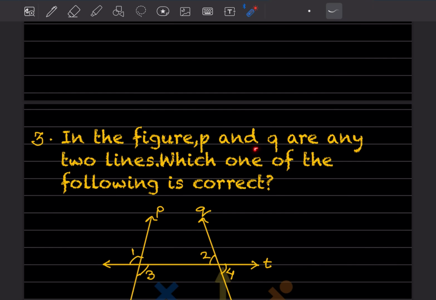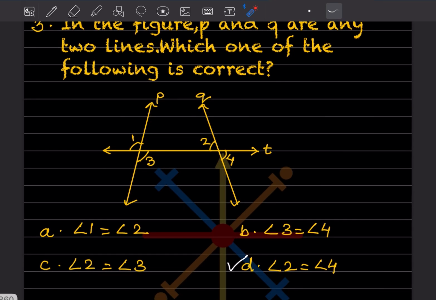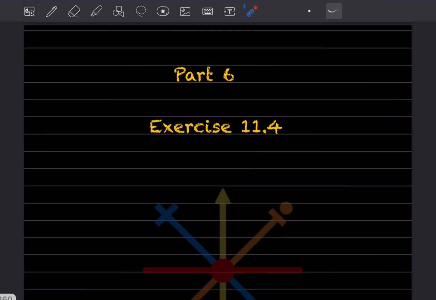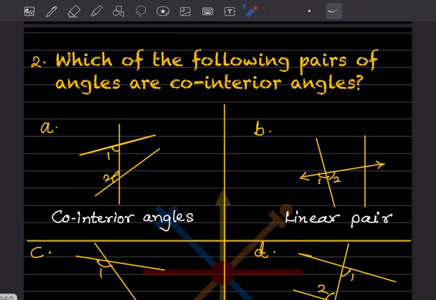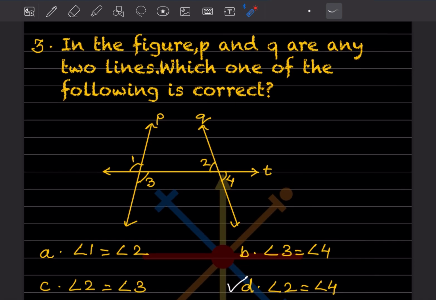In the figure, P and Q are any two lines. Which one of the following is correct? Now you can see this is the transversal, this is P and this is Q. Here it is given angle 1 is equal to angle 2. It's not the same. Angle 3 is equal to angle 4. This is also not the same.